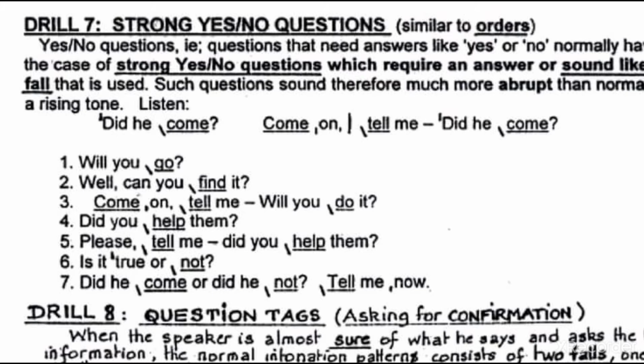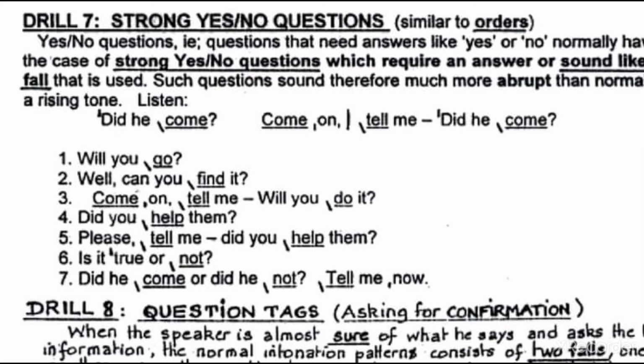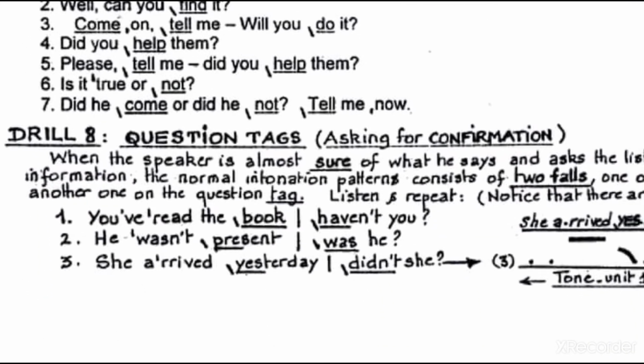Number 6, is it true or not? So here I'm asking him or her a strong yes-no question where I use the low fall. And finally 7, did he come or did he not? Tell me now. Did he come or did he not? So here it's a strong yes-no question where I use the low fall.